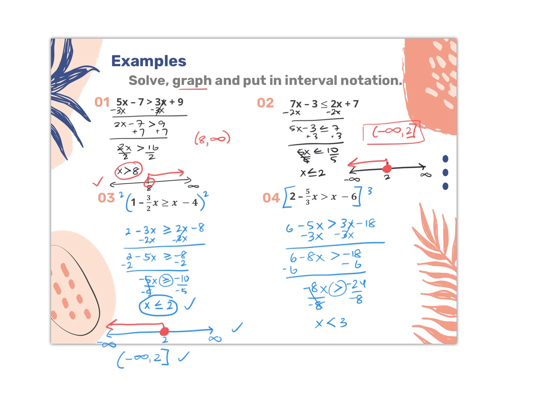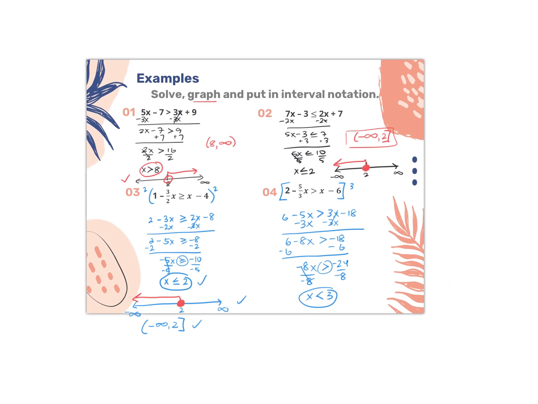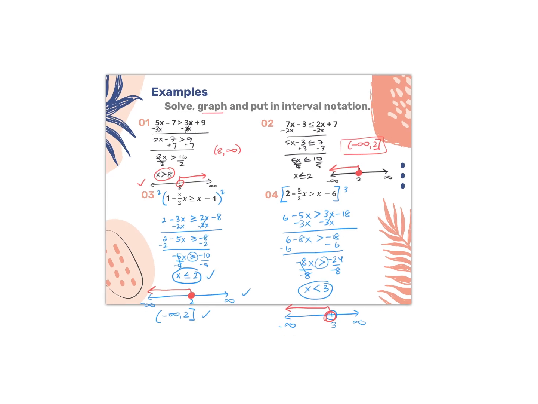So there's my solution. When I go to graph this again, I'm going to take my time, negative infinity, and positive 3. And if it's less than 3, it's an open circle at 3, and it goes to the left. And so again, when I go to write this in interval notation, I know I'm going from negative infinity to 3, parentheses at 3 because it's not equal to it, and parentheses at infinity. And there you go.